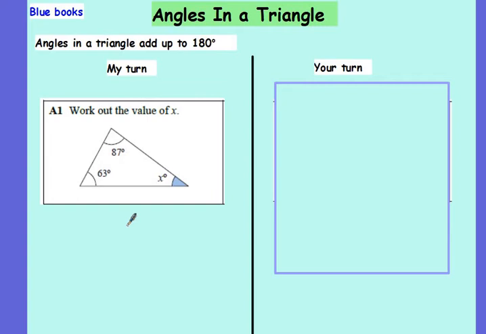Okay, I'm going to go through an example and then you're going to do an example. I know the angles in a triangle add up to 180 degrees and I need to find this final angle x. So I know that x is going to be equal to 180, take away the other two angles. So take away 87, take away 63. 180, take away 87, take away 63 is going to give me what, George? 30, lovely. So x is going to be 30 in this case.